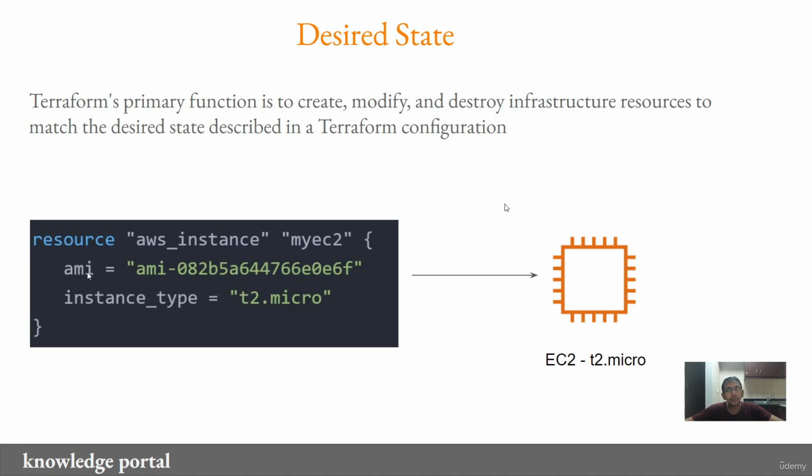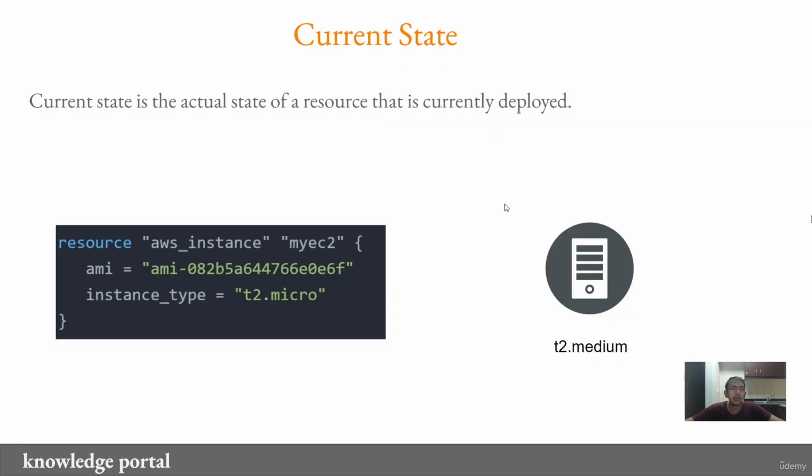Now tomorrow you go ahead and remove these specific lines from your configuration file. Terraform's desired state would be no infrastructure at all. So Terraform will go ahead and remove all the resources that it had previously created. So this is referred to as a desired state. Now you also have a current state. So current state is the actual state of the resource that is currently deployed.